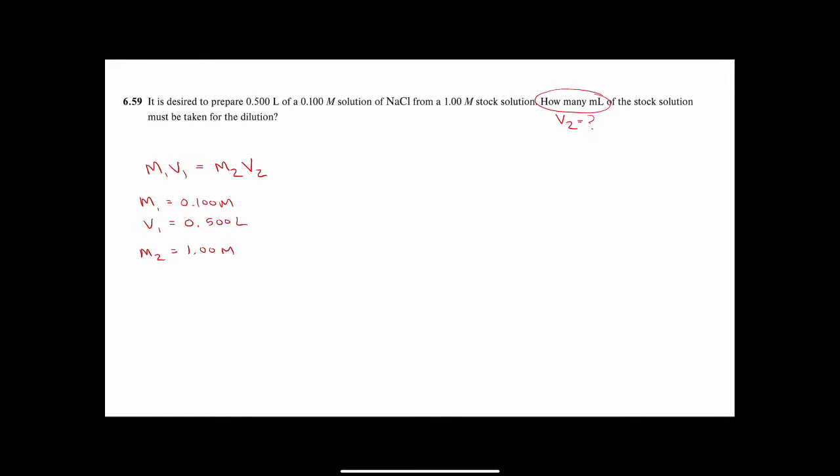So now we need to rearrange our formula and solve for V2. So just a little bit of algebra involved here. To solve for V2, I'll put V2 is equal to M1 times V1 divided by M2. Then I'm just going to plug in my numbers, making sure that I include my units, so I can be 100% sure that they're going to cancel out. So I'll put my desired concentration multiplied by my desired volume, and I'm going to divide that whole thing by the molarity of the stock solution, 1.00 molar. So you can see that molar and molar cancel out, and I'm going to be left over with liters.